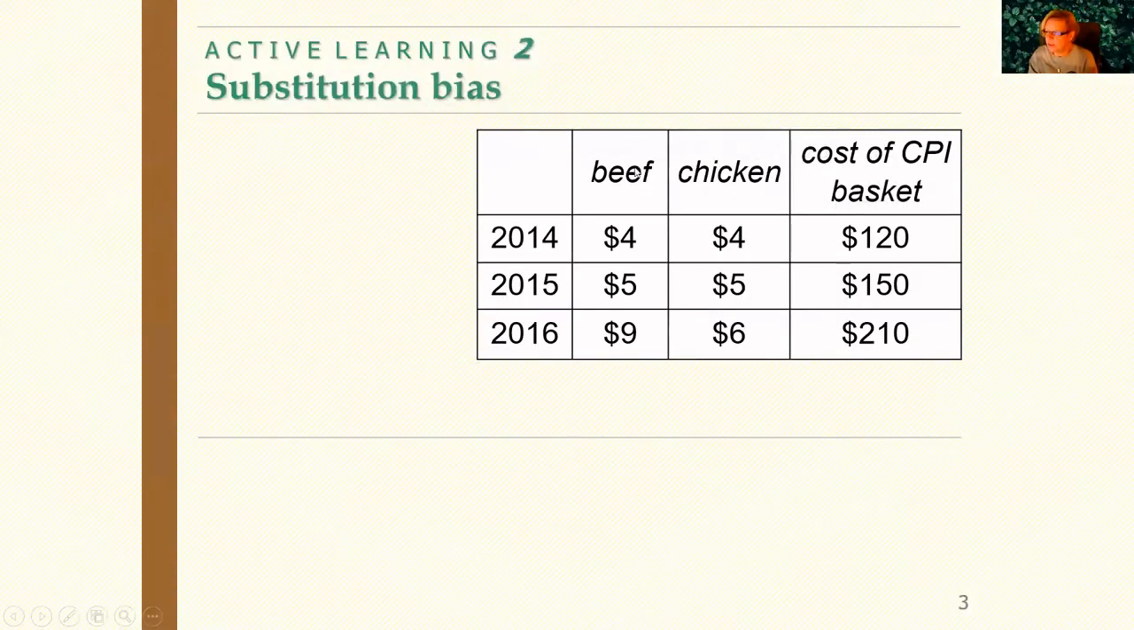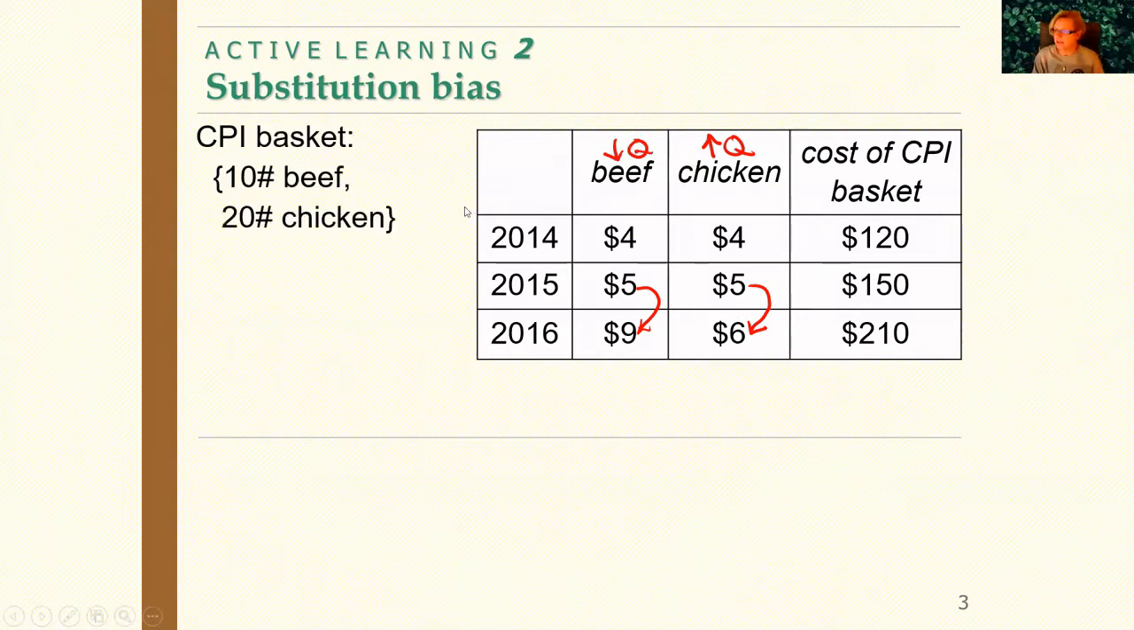So here's an example. Here's the price of beef. It goes from $4 in 2014 to $9 in 2016. Price of chicken goes from $4 to $6, and then the cost of the basket increases proportionately. Obviously beef is really increasing a lot between 2015 and 2016. Chicken is not increasing as greatly. So the question is, in 2016, if you're faced with beef at $9 a pound, chicken at $6 a pound, you're going to increase the quantity of chicken that you buy, and you're going to decrease the quantity of beef that you buy. Because of that, we call this the substitution bias.